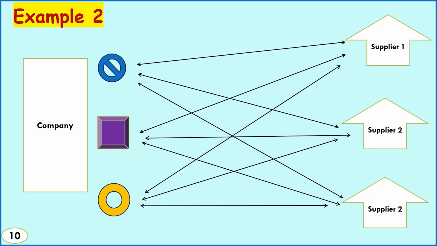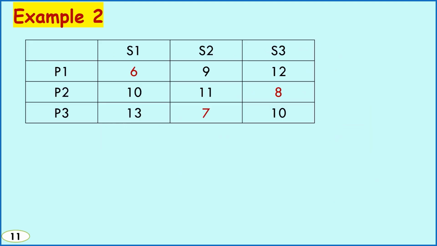Now let us see one example. For example, you need to purchase 3 products from 3 different suppliers. If you formulate the assignment problem in a matrix, the matrix looks like this. There are 3 products, product 1, product 2, product 3, that need to be purchased from supplier 1, supplier 2 and supplier 3.